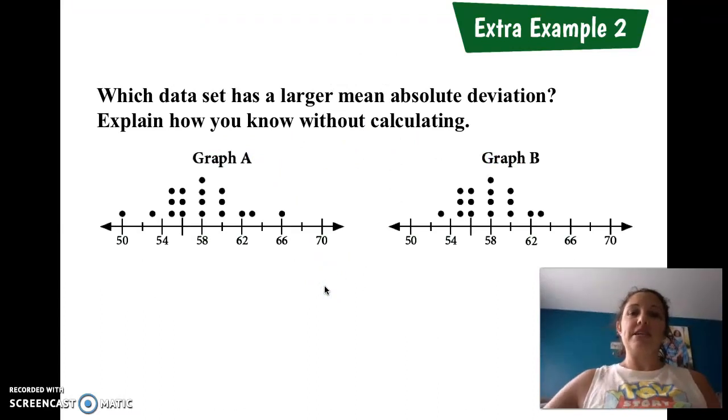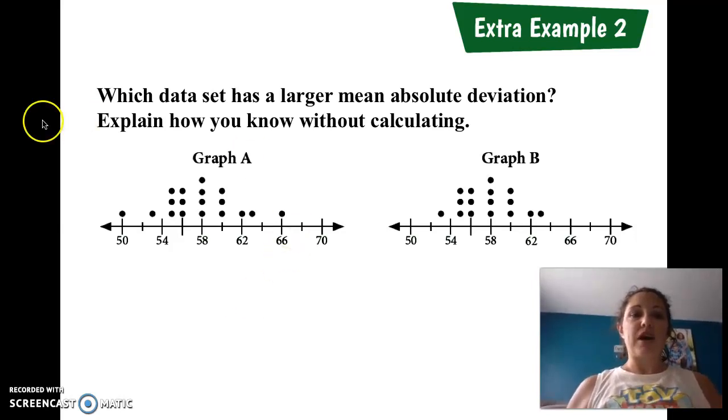All right, so this one you are going to write down in your notes. Again, I'm looking for this in your handout. If it's not answered, it's going to be kicked back to you as incomplete. Which data set has a larger mean of absolute deviation? Explain how you know without calculating. So we don't want to calculate anything. We just want to think about it.